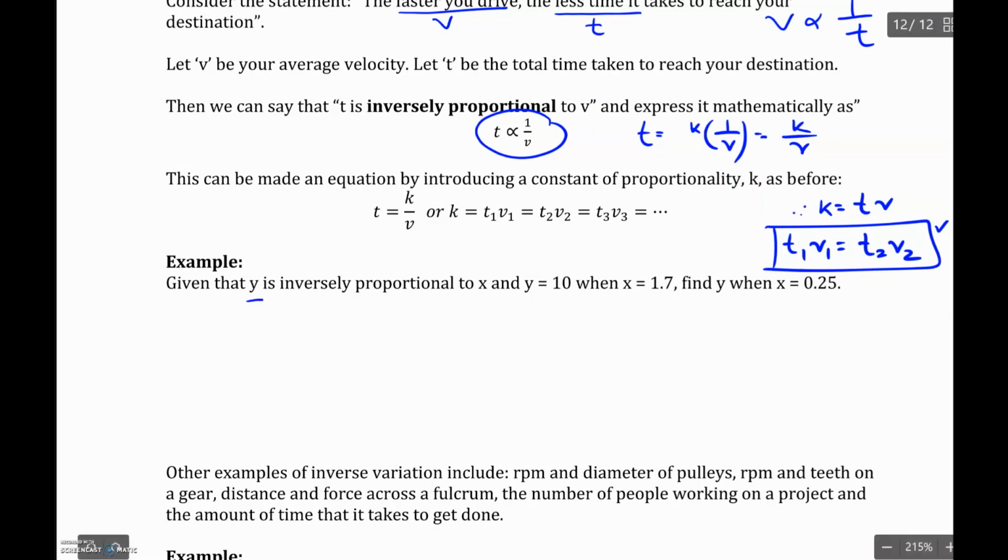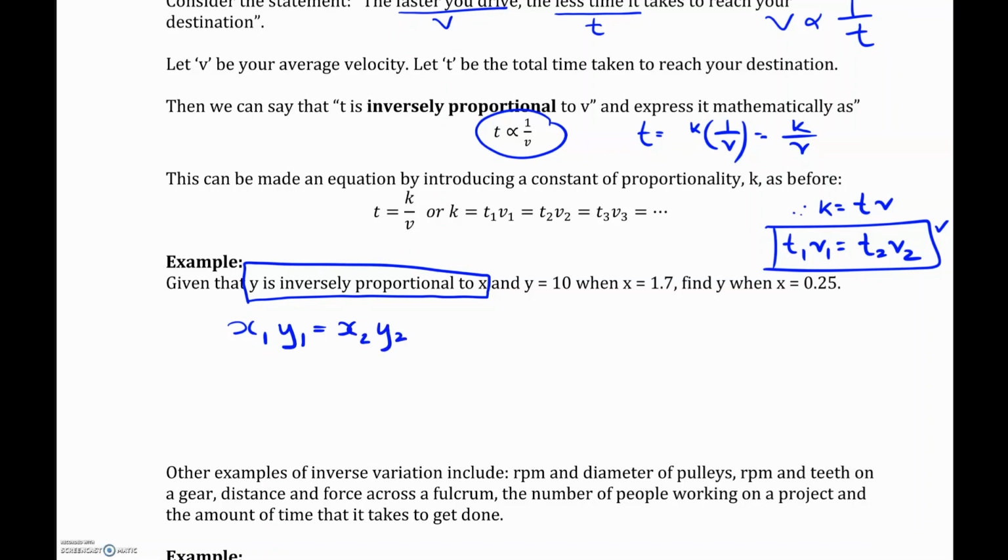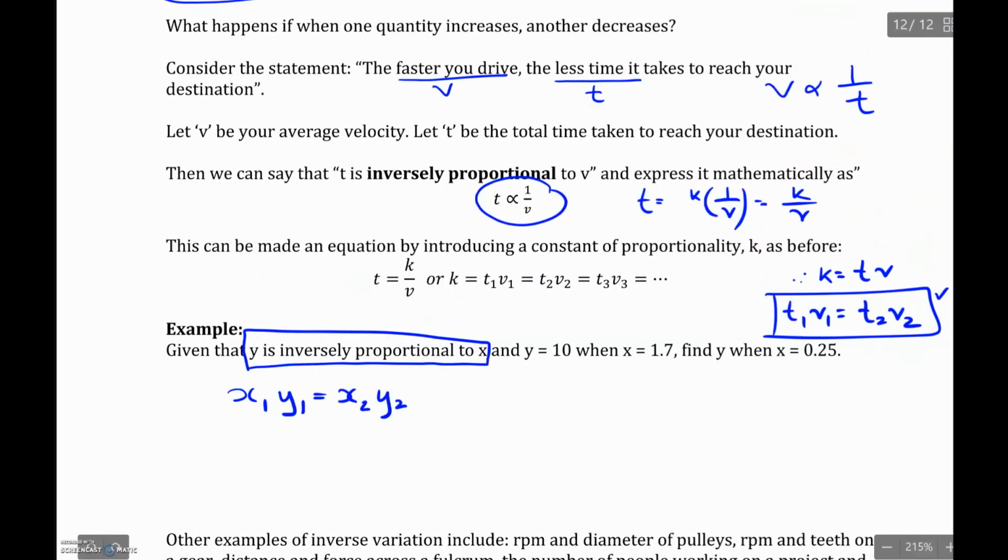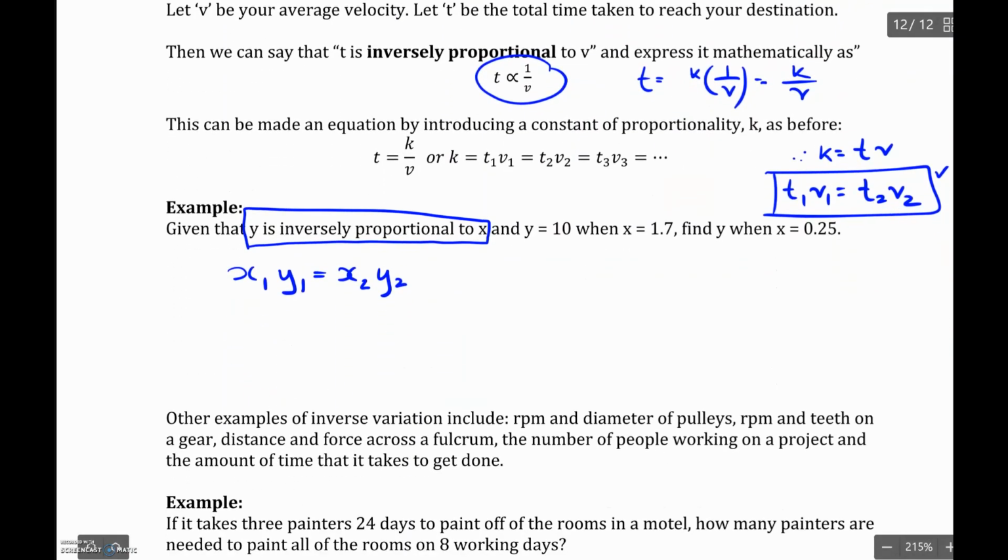Given that y is inversely proportional to x. So that tells us what? Right? That tells us that x1 y1 equals x2 y2. Remember, for direct variation we divide, for indirect variation we multiply. So here is our y1 and x1. So our x1 is 1.7. We multiply by y1, which is 10.